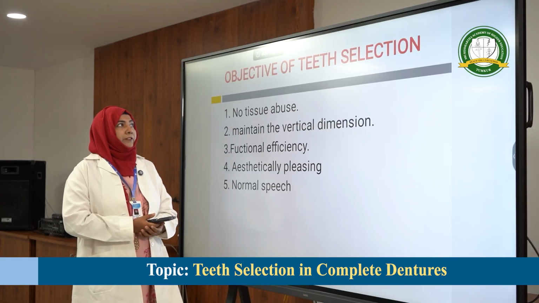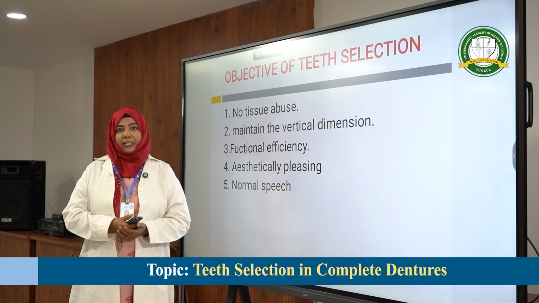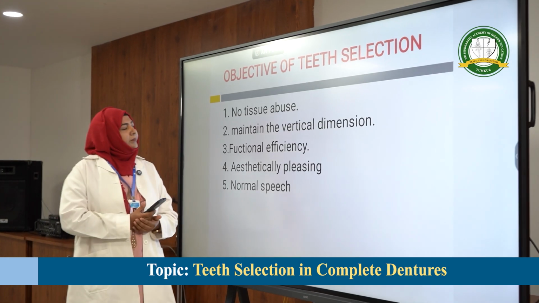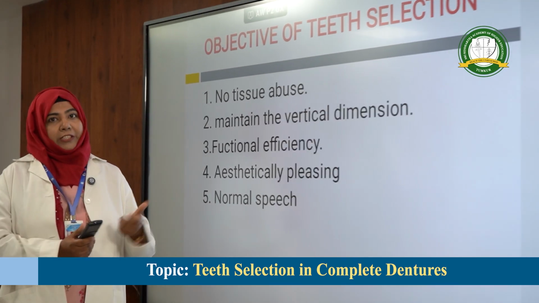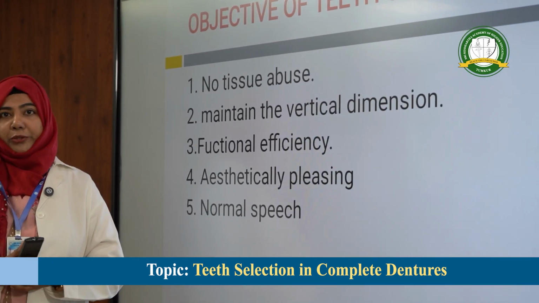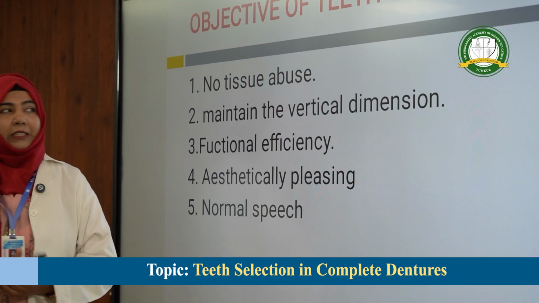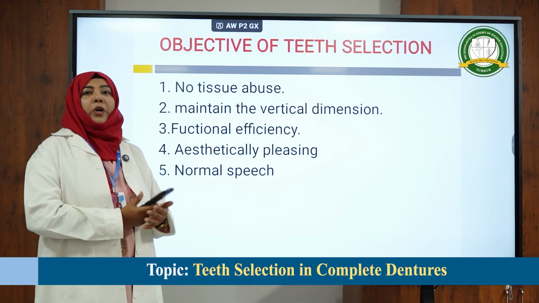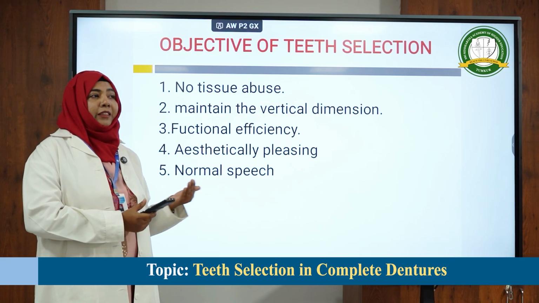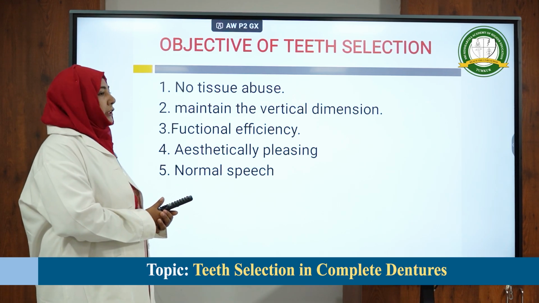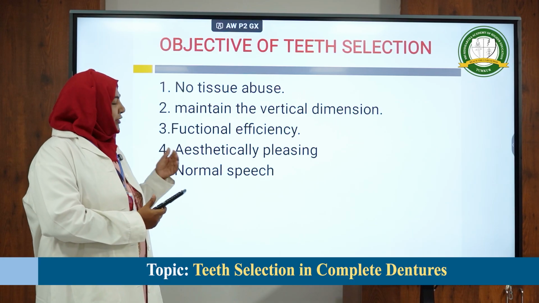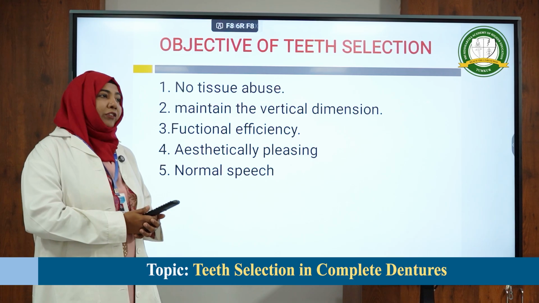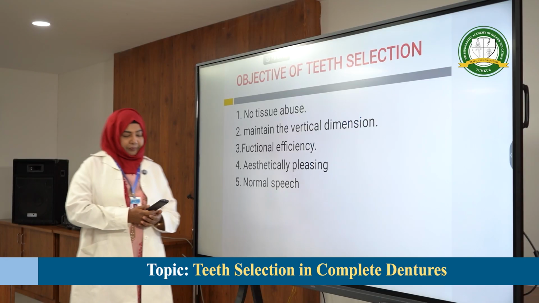So, what are the objectives which you need to consider for the teeth selection? First and foremost, whenever you are selecting the teeth, you should make sure that the teeth you select are in harmony with the surrounding tissue, so that there is no tissue abuse. The second objective is that the selected teeth should maintain the vertical height of the patient which was there with the natural teeth. Also, it should provide efficient mastication, and it should be aesthetically pleasing to satisfy the aesthetic and functional requirements of the patient.